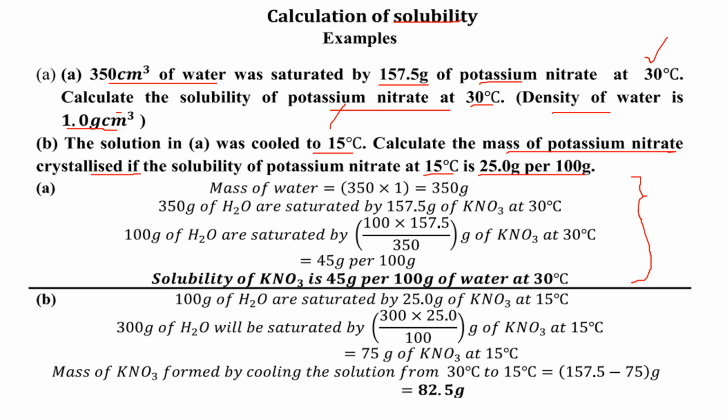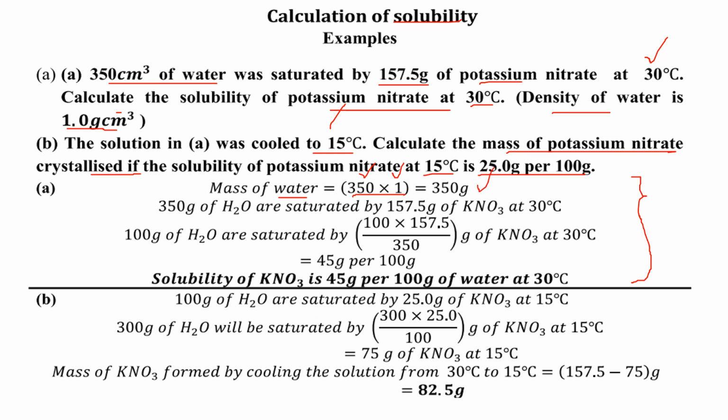So part A, we are going to start by calculating the mass of water. So the mass of water is going to be got by 350 times 1. Now we are doing this because we are given volume. Volume was 350, and the density of water is 1 gram per centimeter cubed. For us to get mass, we get volume times density. So 350 times 1, which is the density of water, we get 350 grams.